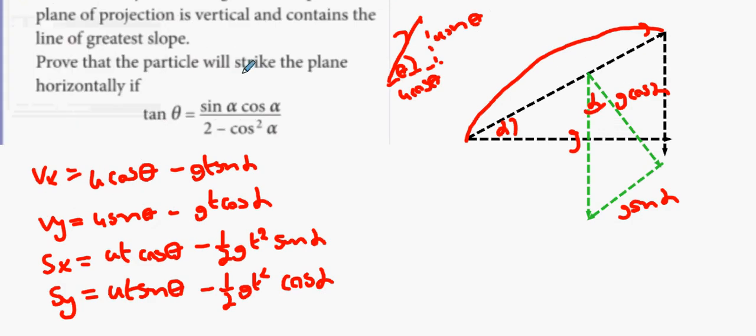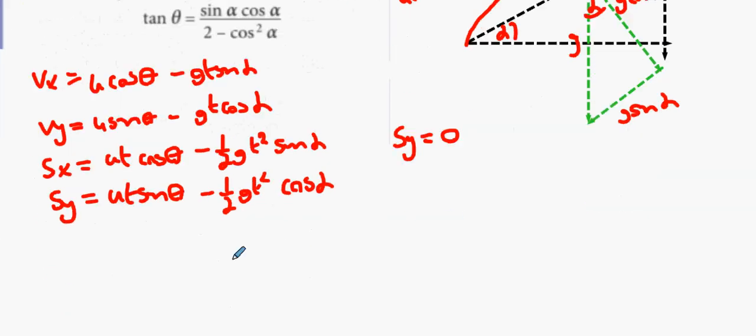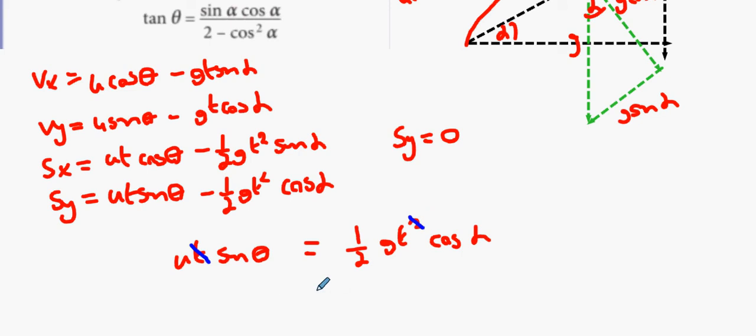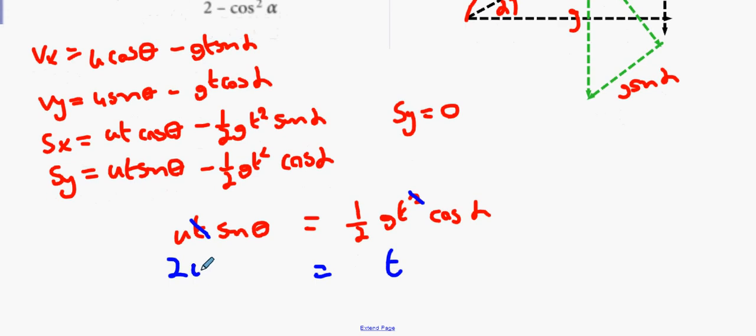Now, we're going for Sy equals 0. So when Sy equals 0, we're going to do ut sin theta equals a half g t squared cos alpha. Cancel the t's. Time of flight t is going to be 2u sin theta all over g cos alpha.